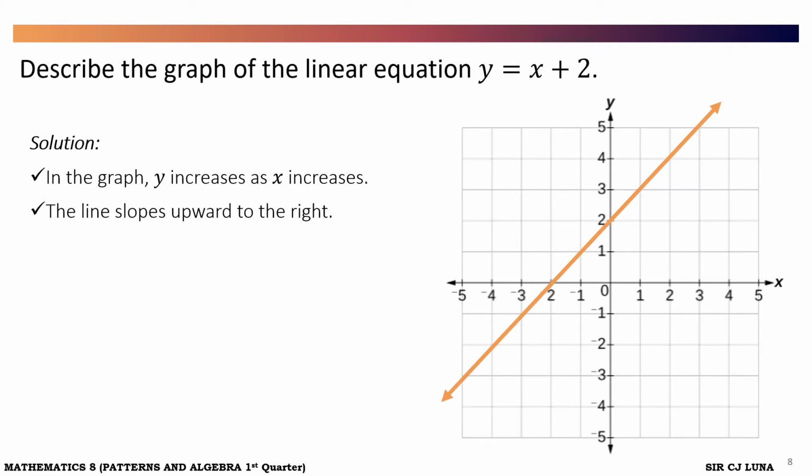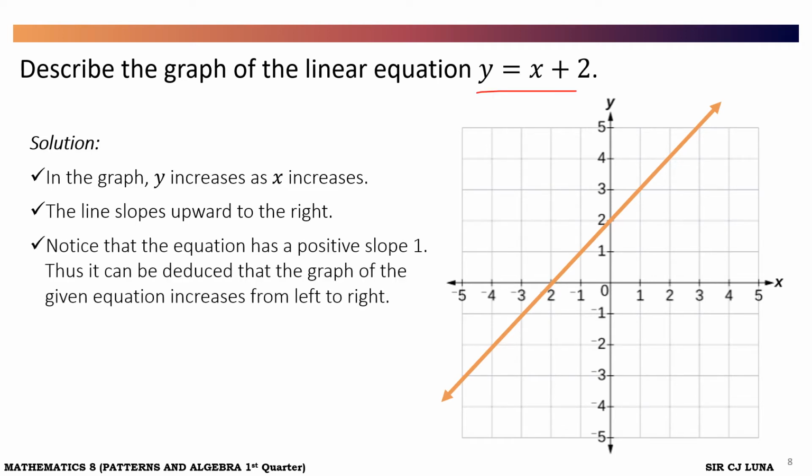Aside from the graph, we can also describe the trend using the equation itself. We have y is equal to x plus 2. Okay? And this is written in the slope-intercept form. So, if it is in the slope-intercept form, we can tell that the slope is positive because the coefficient of x is positive 1. So, since our equation has a positive slope, which is 1, we can conclude that the graph increases from left to right.